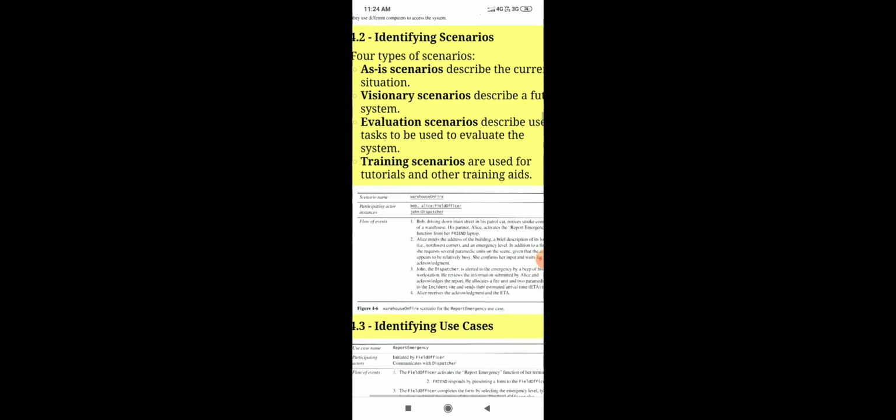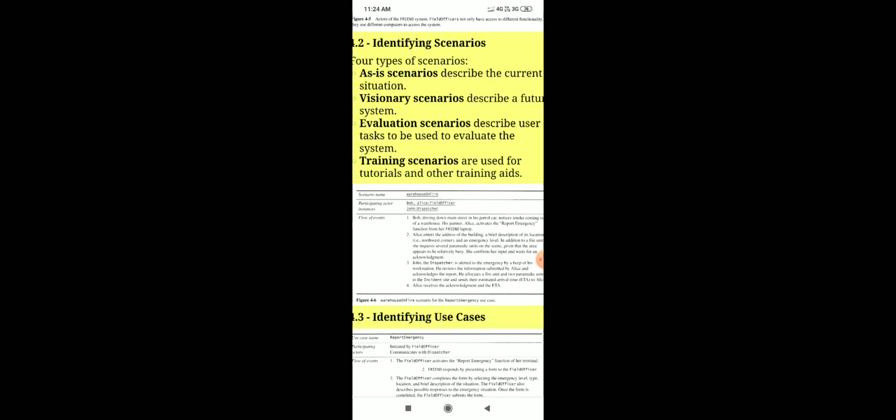Bob, driving down Main Street in his patrol car, notices smoke coming out of a warehouse. His partner Alice activates the report emergency function from her FRIEND laptop. So all the dialogue that is happening in a system is written in a particular way. That is what you mean by scenario. Second, Alice enters the address of the building, a brief description of its location, and an emergency level. In addition to a fire unit, she requests several paramedic units on the scene. Given that the area appears to be relatively busy, she confirms her input and waits for an acknowledgement.